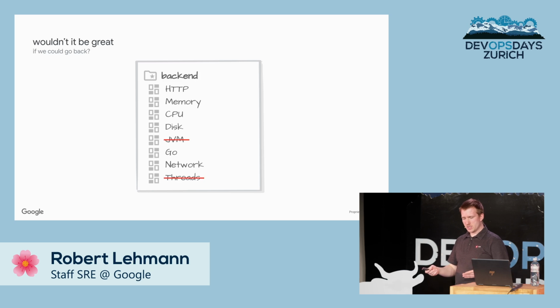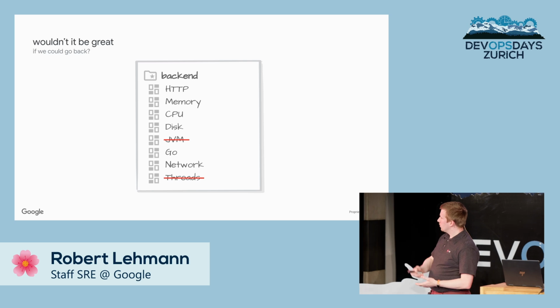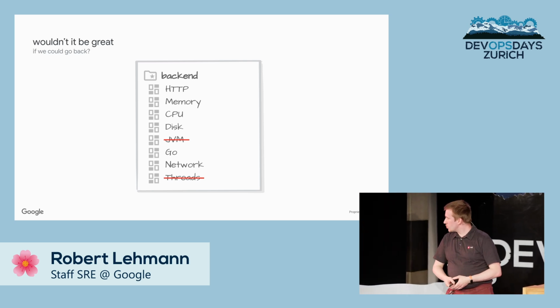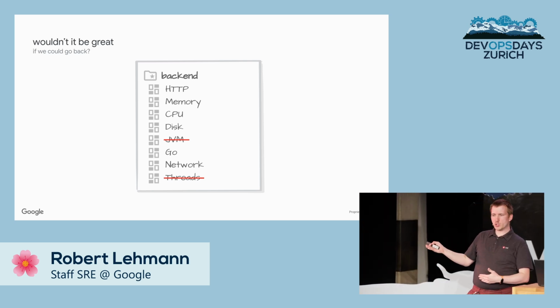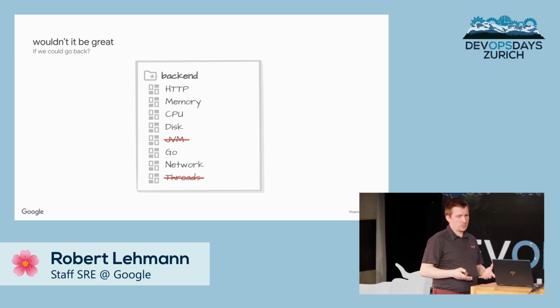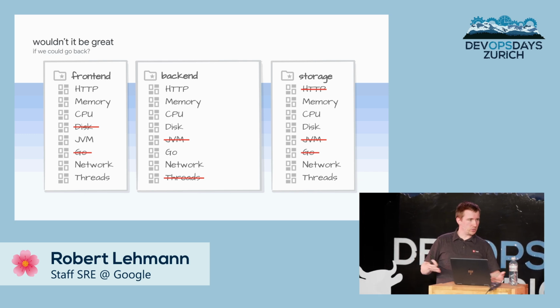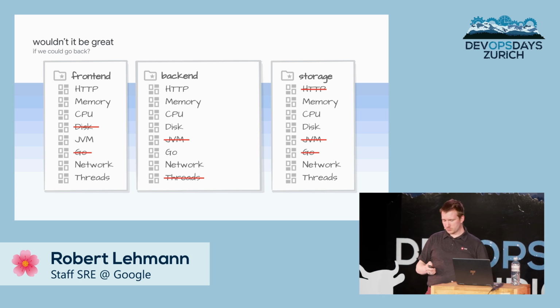So if the system that we're observing, let's say the backend in this case, isn't written in Java or running on a JVM and isn't using threads, let's say, then we don't want to see those dashboards in the list. We want to see just the reusable dashboards that apply to it. And we also want to have this work for all the systems, right? So we want this to work for our front end, our star system, and so on and so forth.